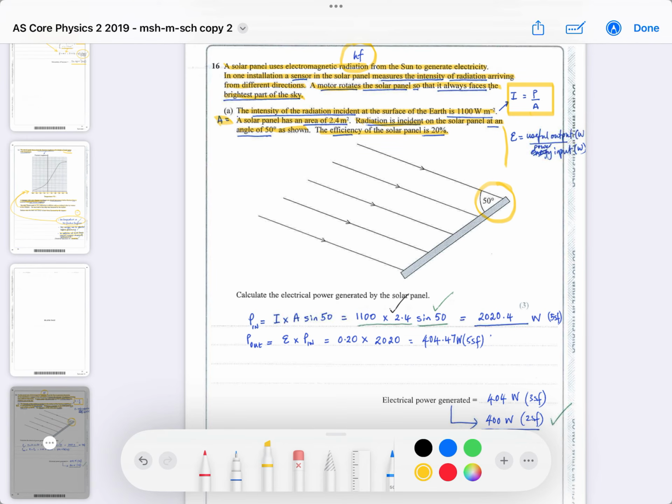So efficiency means this: useful output divided by the power input. So it could be in watts or in joules. I was going to do energy, but in fact we need to use power, because power is in the equation here.